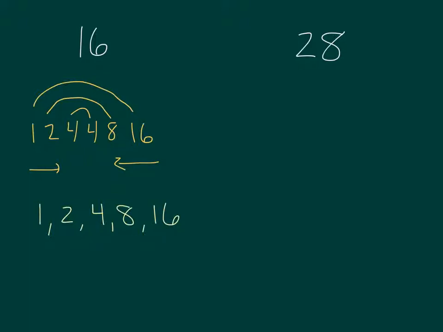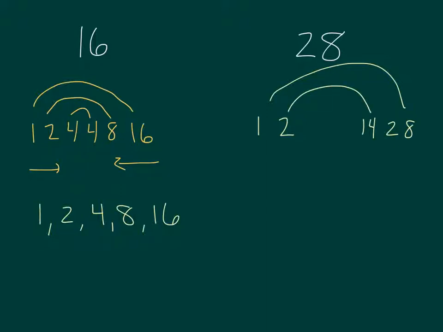That's the first problem. Now the second problem, 28, I'm going to kind of zip through this. 28, we always start with 1 times the number itself, so 1 times 28. 2 times what is 28? 2 times 14 is 28.